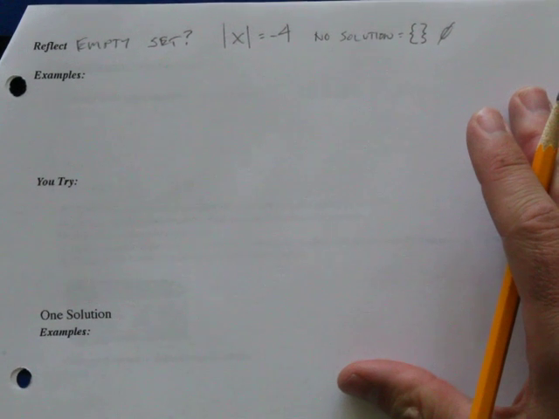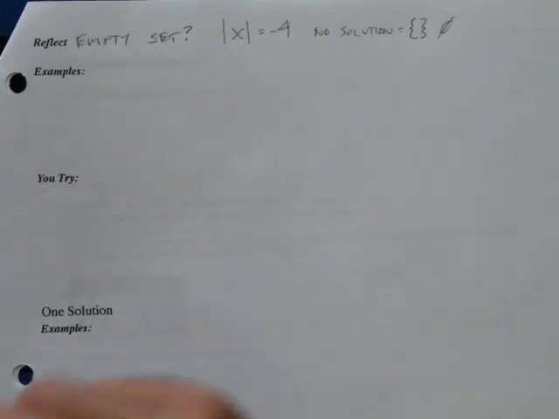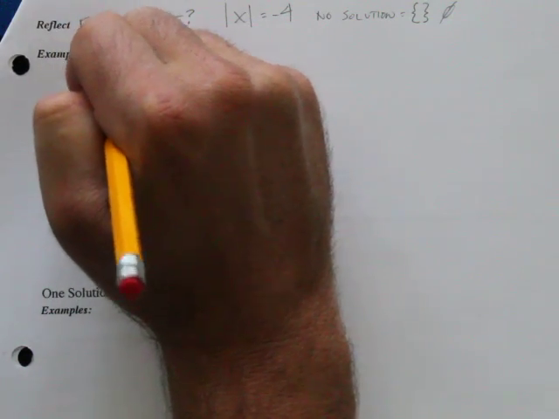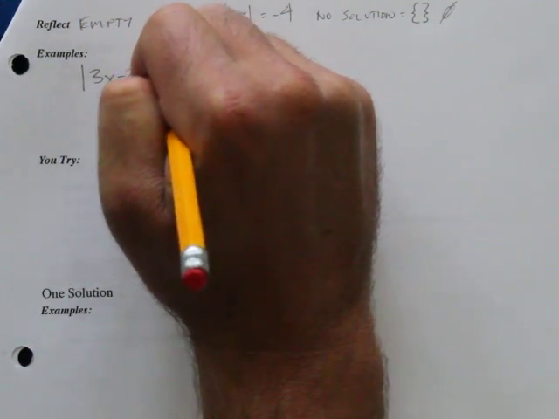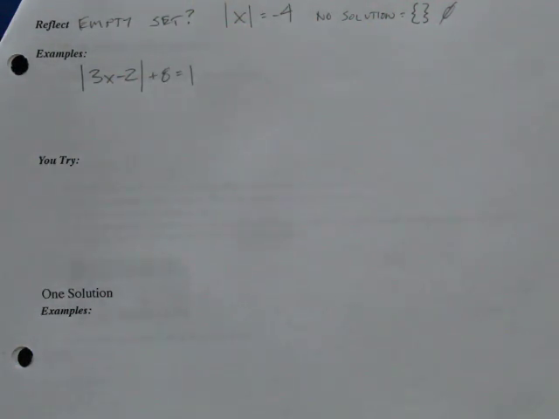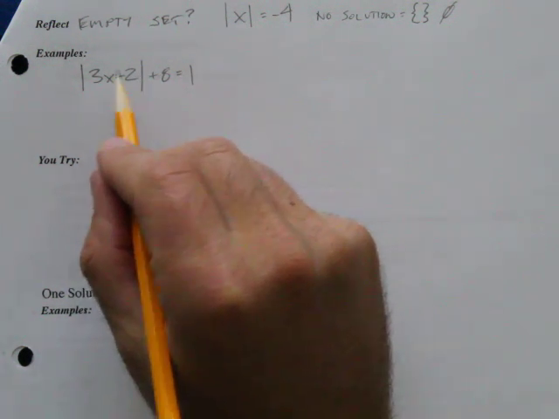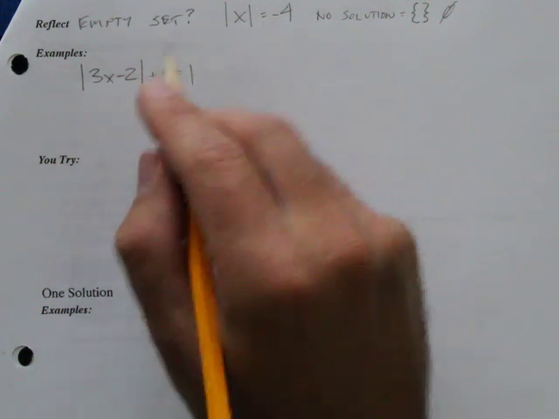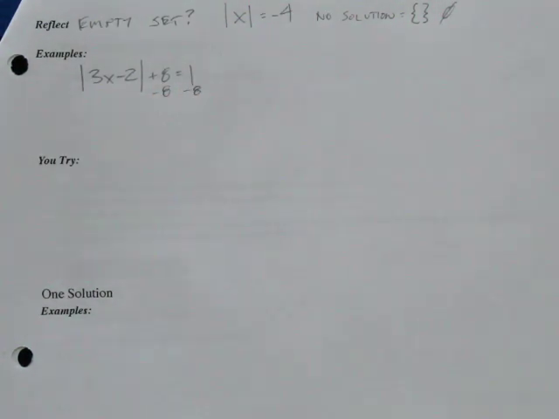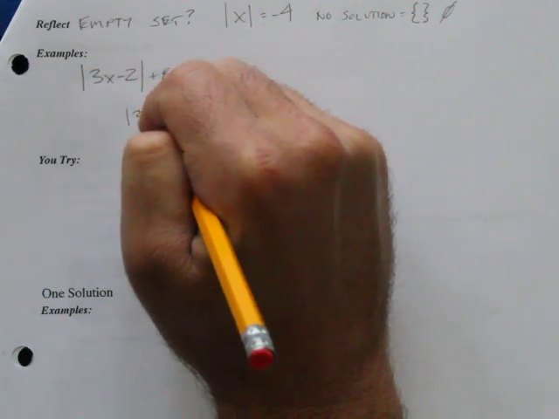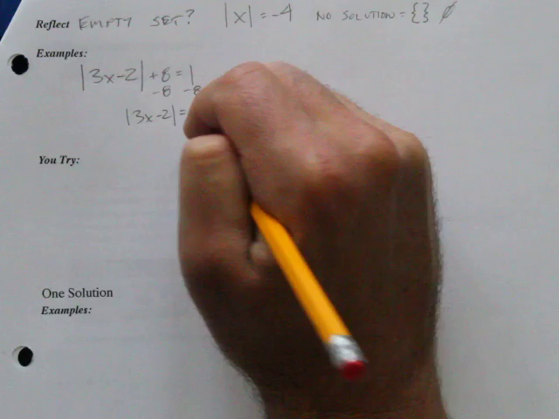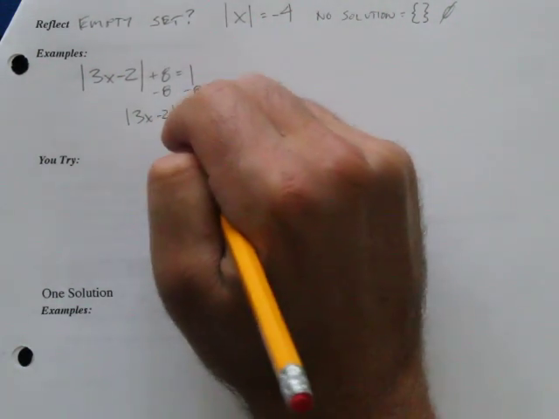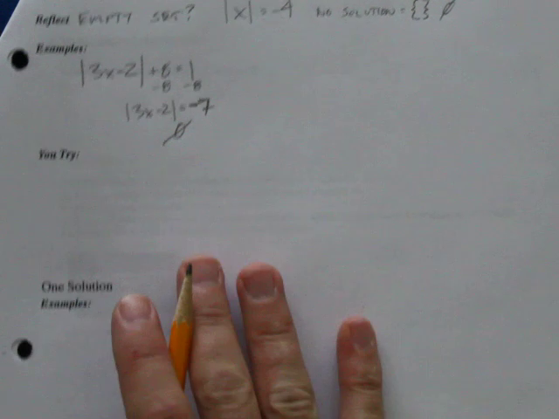You can see it in all these different ways. So let's look at an example of how you might find an empty set. If I've got the absolute value of 3x minus 2, plus 8 equals 1. Anytime I have an absolute value sign, I want to get that by itself first and then solve for my variable. So I've got to get this 8 out of here. I'm going to subtract 8 from both sides. I end up with the absolute value of 3x minus 2 equals -7. So I've got the absolute value of something equals a negative number. No solution. This is an empty set, no solution.